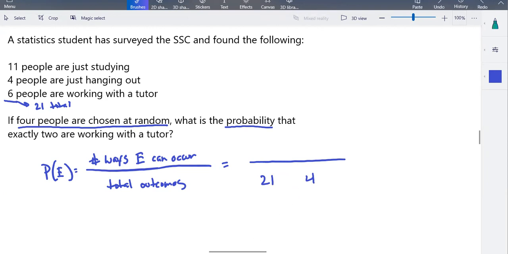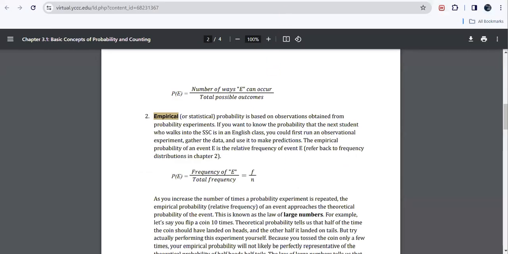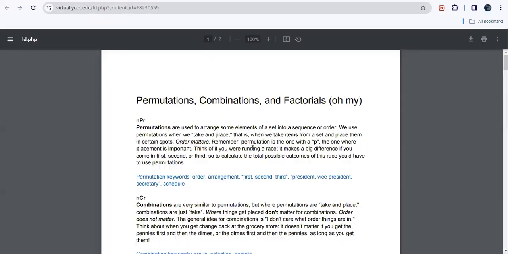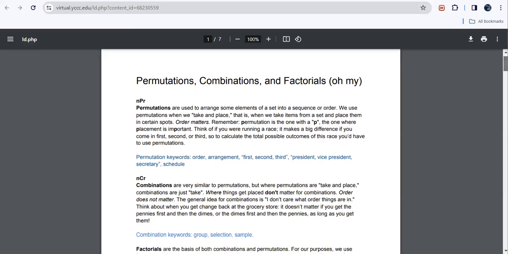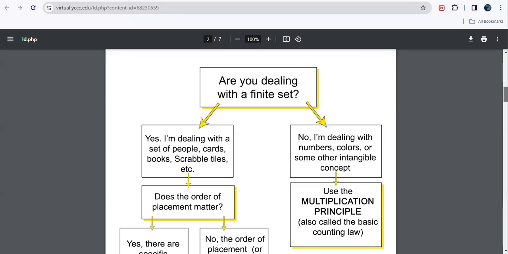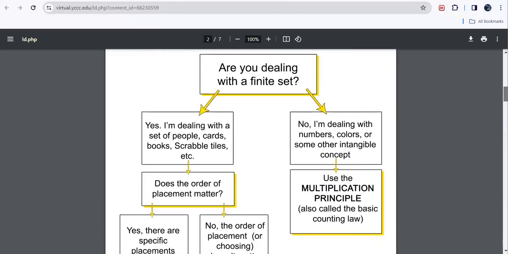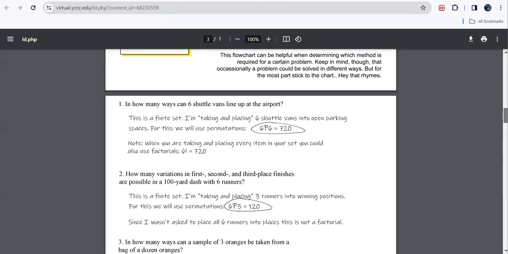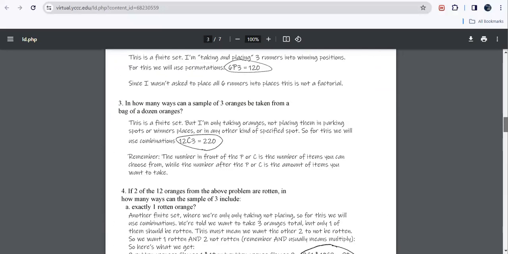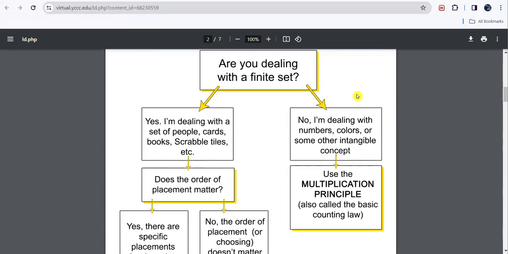And so for that, we actually do have another resource. If you go back to the SSC stats page, we have permutations, combinations, and factorials. And this goes through each one, what it is, and some keywords to look for. And we also have 2 pages worth of example problems, as well as a flowchart to help you determine which one you're going to be using. So this is a handy resource to have. So for us, let me look at that flowchart here. So are you dealing with a finite set? We are talking about people. So yes, that is a finite set.